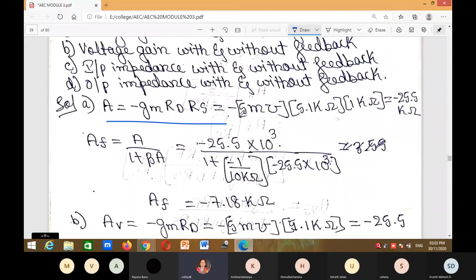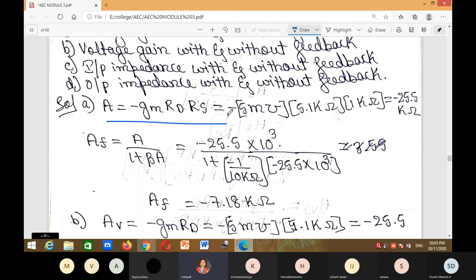A is equal to what we got? A is equal to minus gm Rd into Rs. gm is 5 millimho. So substitute Rd value 5.1 kilo ohm and Rs value 1 kilo ohm. If you solve that, you will get minus 25.5 kilo ohm.